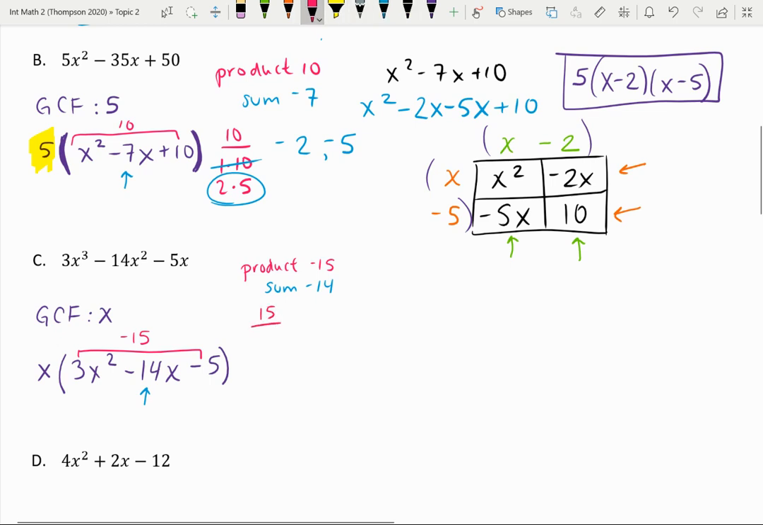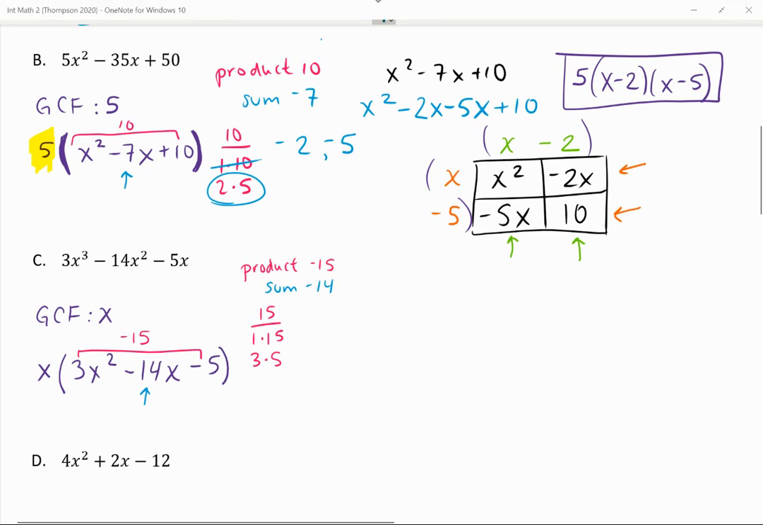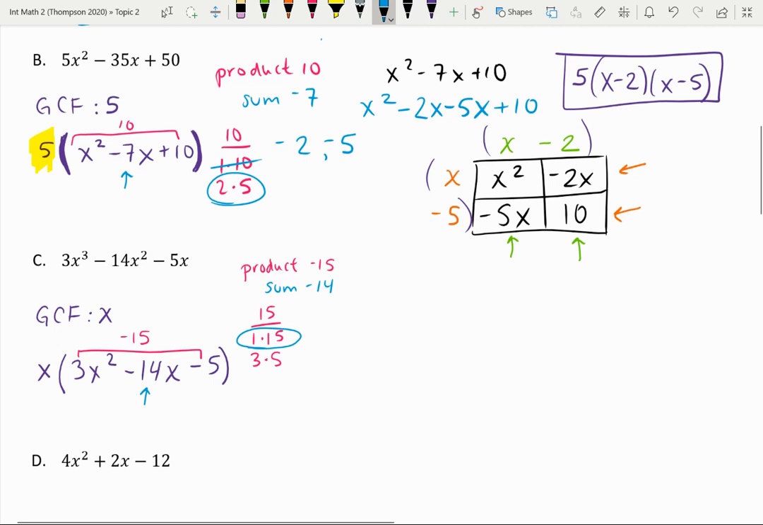So I make a list of what things multiply to 15. As you get good at this, you'll have fewer details written down because you can do more of it in your head. What is going to add or subtract to 14? And I'm going to need to use 1 and 15. So how can I work that out? Let's see.